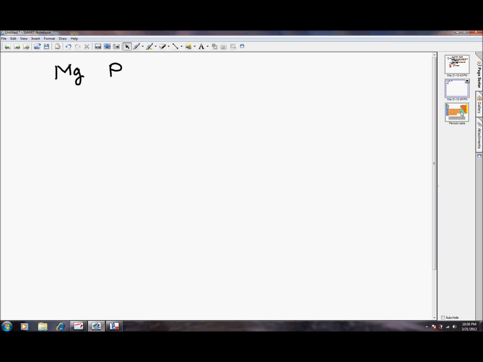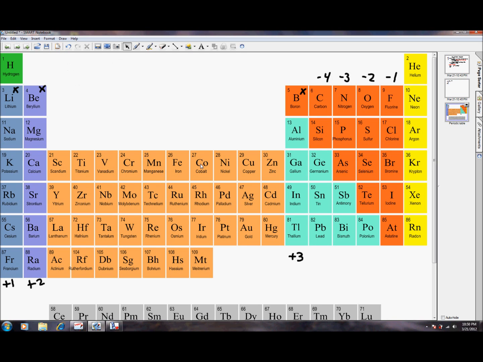What does that compound look like? Well, let's jump to our periodic table real quick. Take a look at your periodic table. Okay, here's magnesium. Magnesium has an oxidation state of +2. Here's phosphorus. It has an oxidation state of -3.